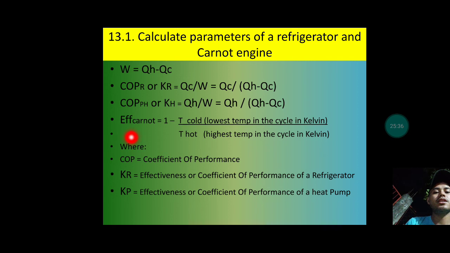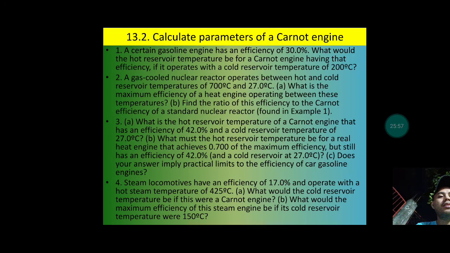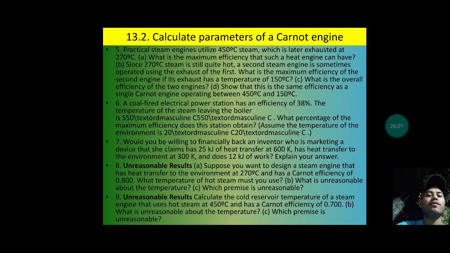So T hot is equal to T cold over 1 minus the efficiency of the Carnot, 0.30. So T hot is equal to 473 divided by 1 minus 0.30. The answer for that will be the answer for number 1. We also have sample problems 2, 3, 4, 5, 6, 7, 8, 9 if you want to practice.